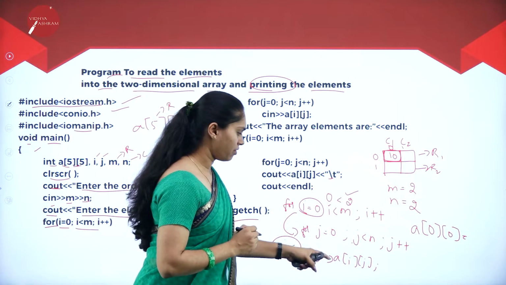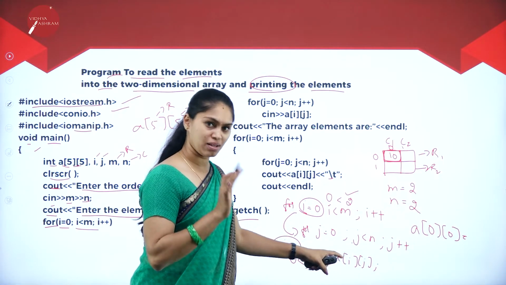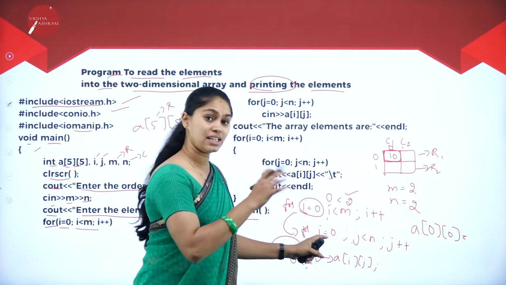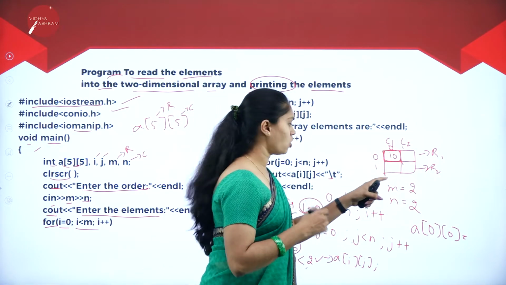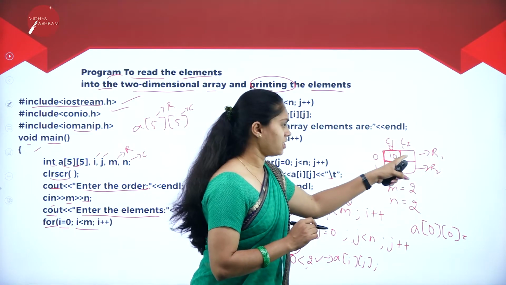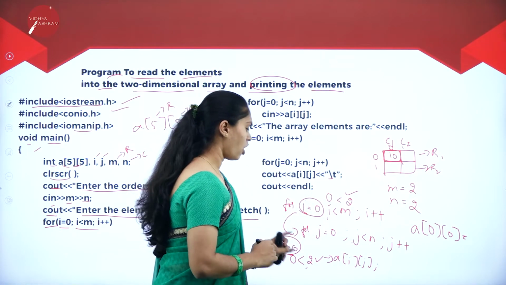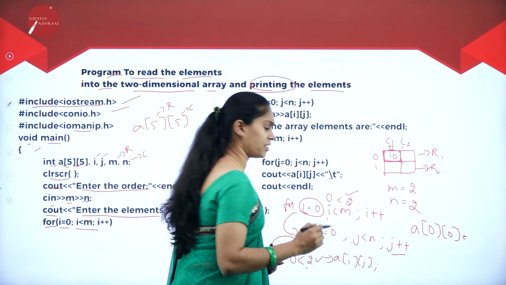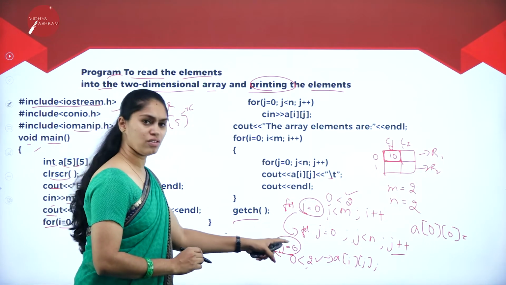Again, I will be in the same j loop itself. I am not going to the next row. I will be in the same row and in the next column I have to take a value for 0 cross 1. So I should not go to the first row. I have to be in the 0th row for the second column. That is what? The address is 1. So after this, j is going to be incremented by 1. So now j value becomes 1 instead of 0.